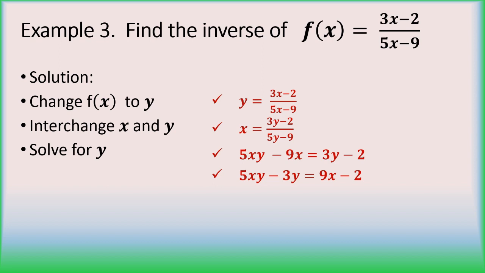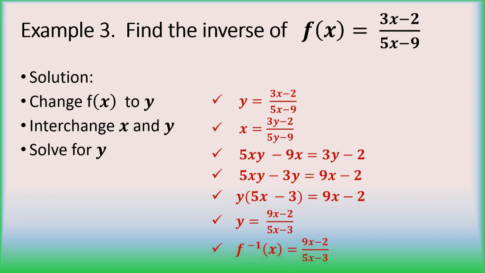Okay? So we will have y times 5x minus 3. We factored out the y, okay? And then it's equal to 9x minus 2. So to solve this, we will divide both sides by 5x minus 3. So we have, this one will cancel out, and we are left with 9x minus 2 all over 5x minus 3. Okay? Therefore, the inverse of the function will look like this. So we have now the notation for inverse of the function f. We have inverse of f of x is equal to 9x minus 2 all over 5x minus 3.